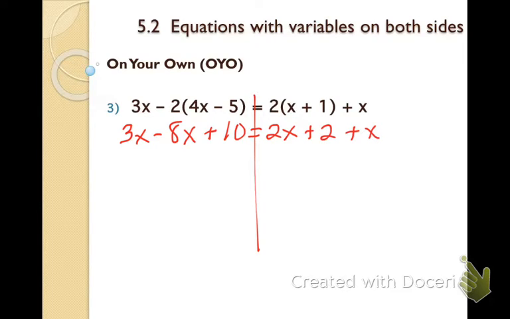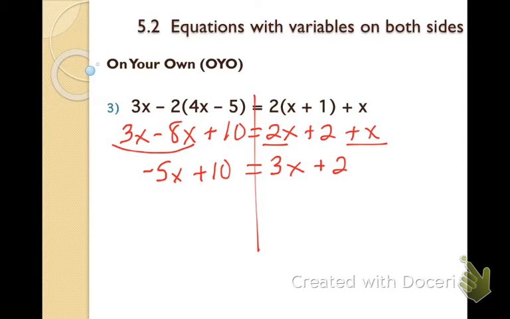One more step of simplification. 3x minus 8x is negative 5x plus 10. 2x and 1x is 3x plus 2. I'm going to add 5x to both sides. Negative 5x and 5x are inverses, so they cancel out.